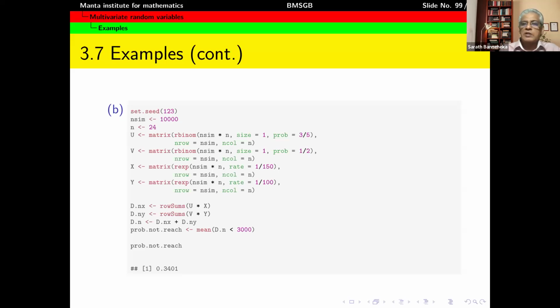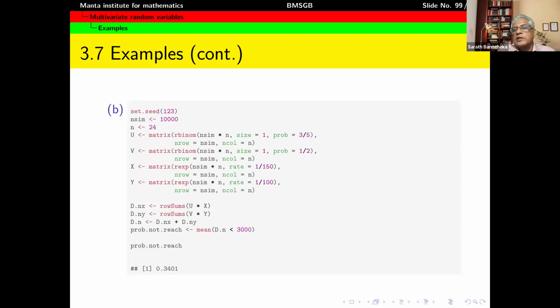Similarly, I want to get dnx plus dny values for all these 10,000 possibilities. So that's why I call it dn, which is equal to dnx plus dny. So there are then 10,000 values. Out of those, I want to find out how many values are less than 3,000, right? So I want the probability.